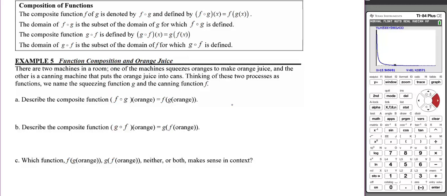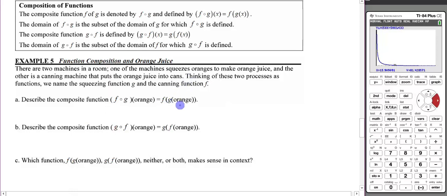Example 5, function composition in orange juice. There are two machines in a room. One of the machines squeezes oranges to make orange juice, and the other is a canning machine that puts the orange juice into cans. Thinking of these two processes as functions, we named the squeezing function g and the canning function f. So let's describe the composite function f composed of g of orange, which by definition is f of g of orange.